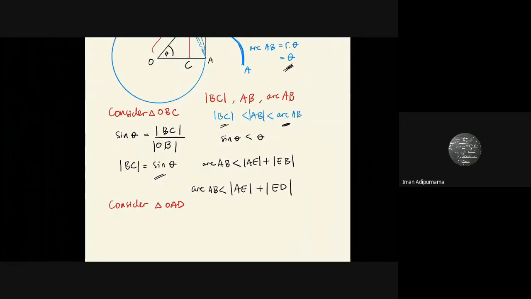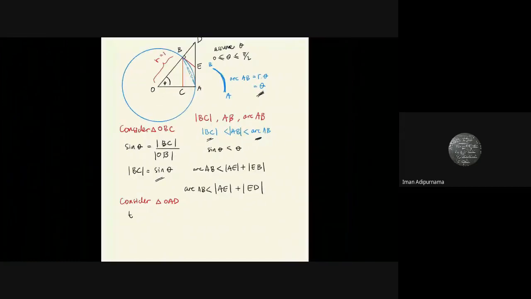So OAD, if I'm taking tangent theta here, then it will be AD over OA, right? OA is just our radius, 1. So our AD is our tangent theta. So this is our AD, right? So our arc AB is less than tangent theta. Okay. So our theta is actually less than tangent theta.